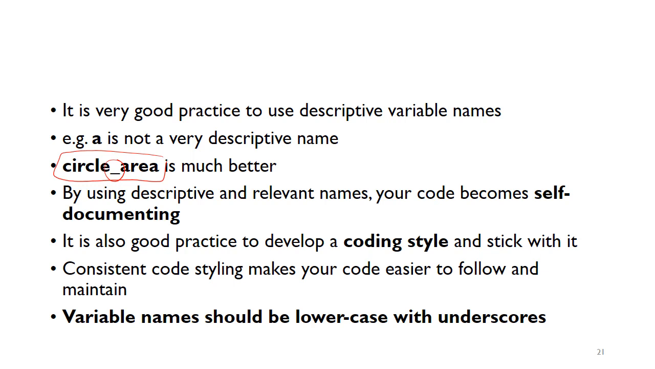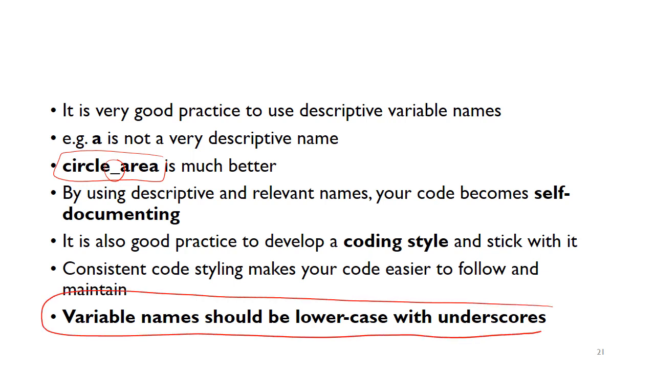A good tip as well is that variable names should be lowercase with underscores. That's generally a style you'll find if you look around at code on the internet. It's a very common style: variable names lowercase joined with underscores.